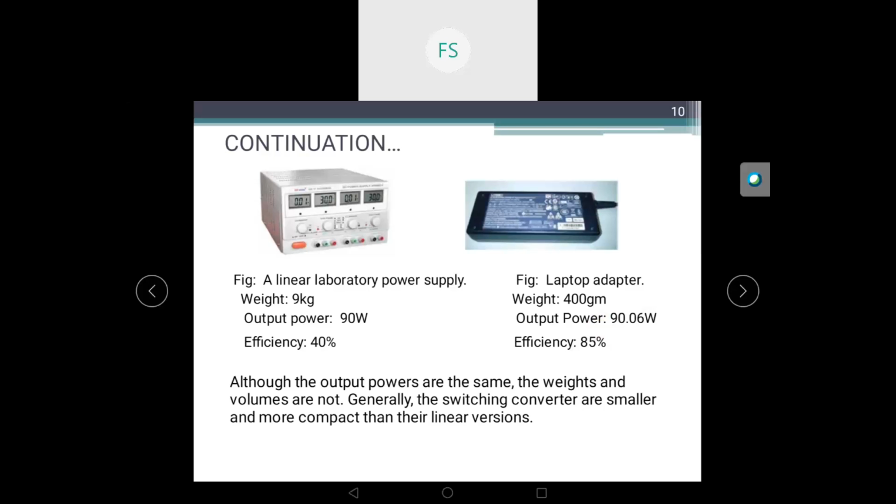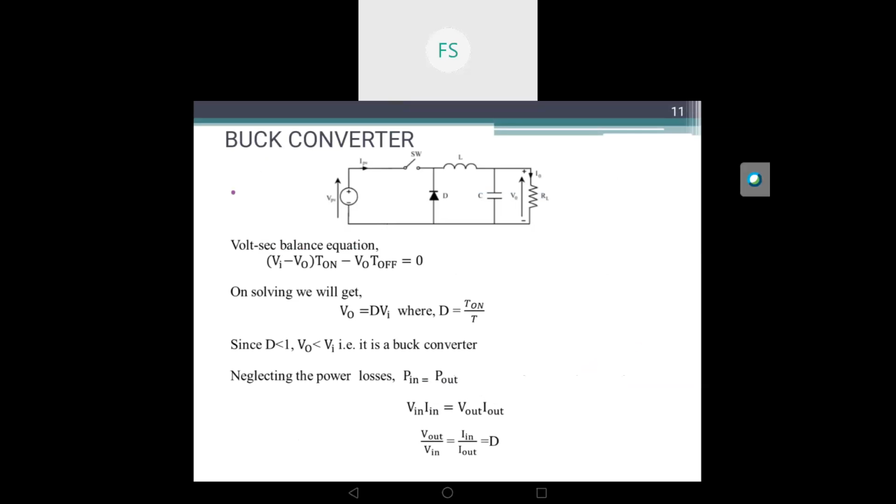So although the output powers are the same, the weights and volumes are not, right? Generally, switching converters are smaller and more compact than their linear versions. That is an advantage of switch mode converters. Okay. So in the next two slides, I'm going to give a brief idea about two basic DC to DC converters.